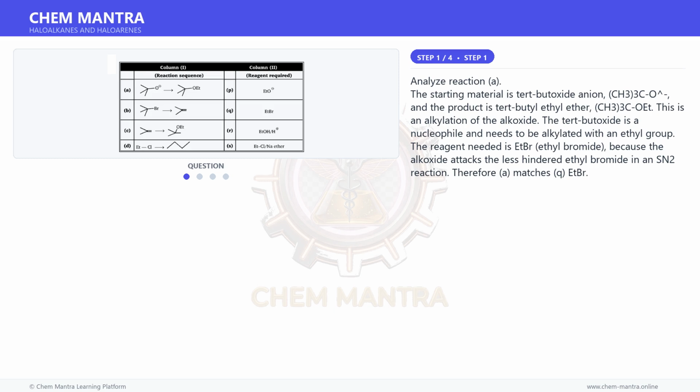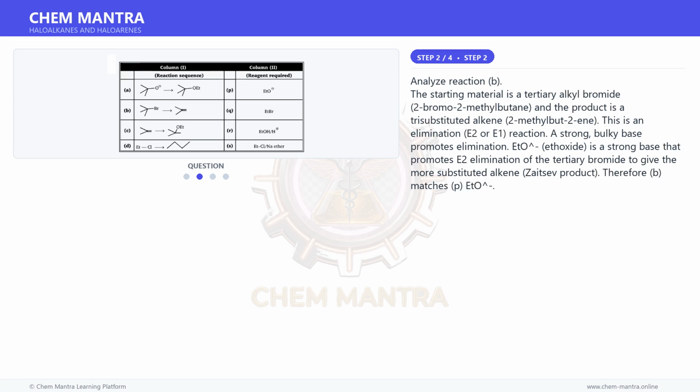Analyze reaction A. The starting material is tert-butoxide anion, (CH3)3CO-, and the product is tert-butyl ethyl ether, (CH3)3COEt. This is an alkylation of the alkoxide. The tert-butoxide is a nucleophile and needs to be alkylated with an ethyl group. The reagent needed is ethyl bromide, because the alkoxide attacks the less hindered ethyl bromide in an SN2 reaction. Therefore, A matches Q, HBr.